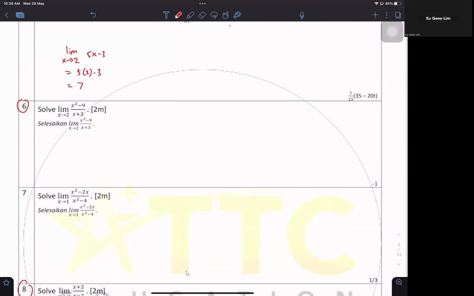So basically, limit means substitute. Of course, limit is a different thing, but basically how you do it, you substitute. Limit x into 2, you sub 2. Understand? This is the example.